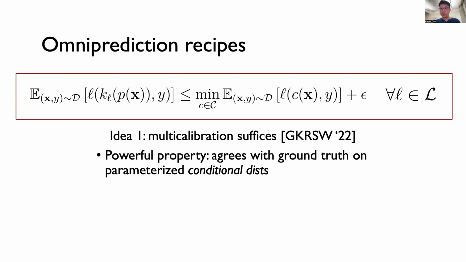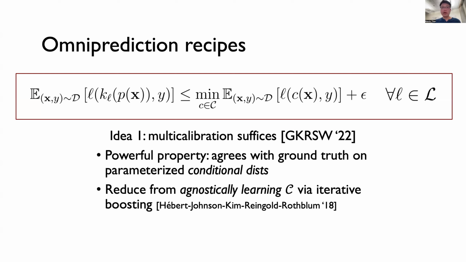distributions. And the more conditional distributions you agree upon, the closer you are to the ground truth. And in particular, by using a weighted definition of multi-calibration, where the conditional distributions are governed by weights given by the loss function script L and the comparator class script C, a previous work showed that you could achieve multi-calibration by agnostically learning this comparator class via an iterative boosting procedure.